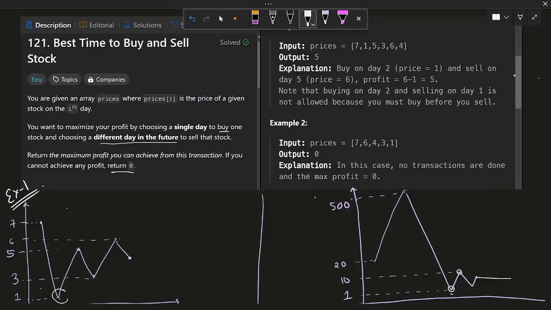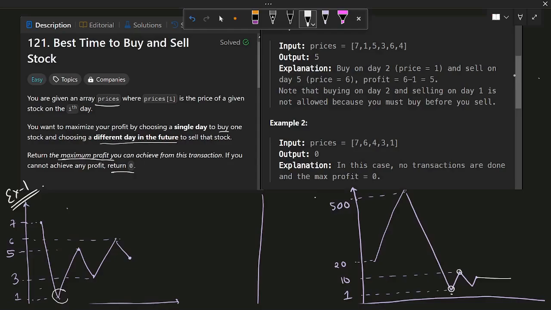So we have this question of LeetCode 121, best time to buy and sell stock. You are given an array prices, where prices[i] is the price of a given stock on the ith day, and you want to maximize the profit by choosing a single day to buy one stock and choosing a different day in the future to sell the stock. Return the maximum profit you can achieve from the transaction, and if you cannot achieve any profit, return 0.